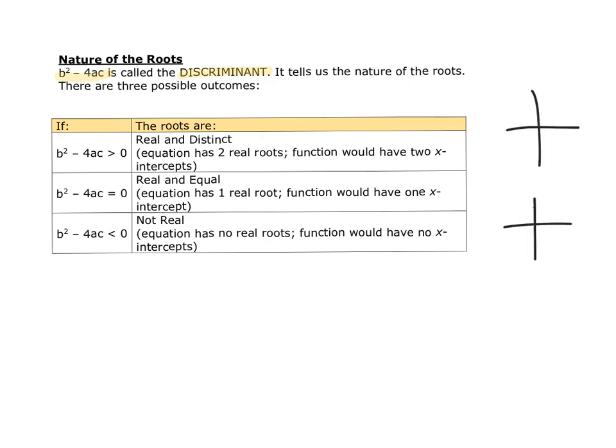The third possibility is if you substitute into the discriminant and you find that you have a value less than 0, meaning it's negative, you have no real roots. So the equation has no real roots, and your function would have no x-intercepts. If your vertex was above the x-axis, it would have to open up, and you would have no x-intercepts. If your vertex was below the x-axis and you open down, you would not cross the x-axis and you would have no solutions.